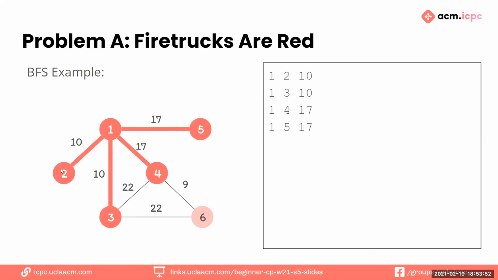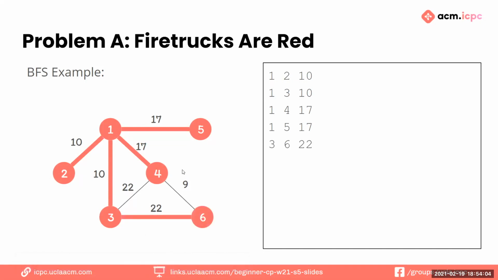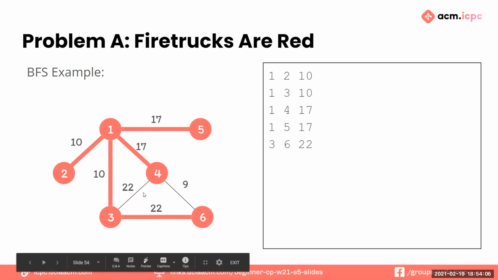We're finished with 1, so we go down to 2. It's not adjacent to anything else, so we go down to 3. 3 is adjacent to 6, so then we do 3, 6, 22. And essentially, we have our spanning tree.